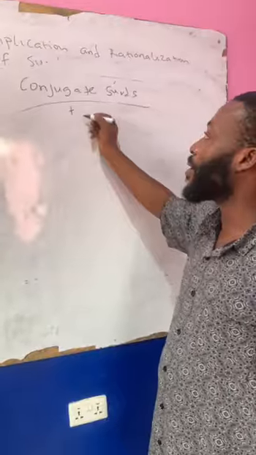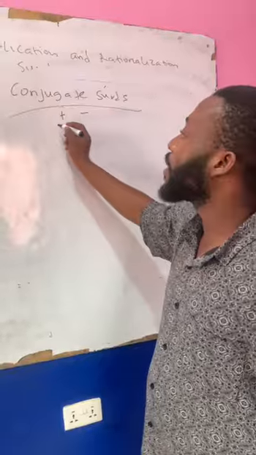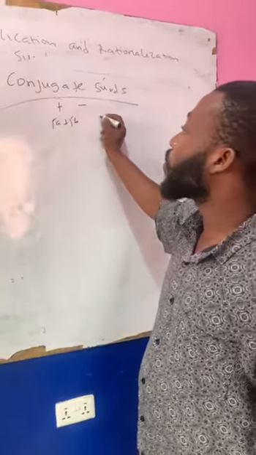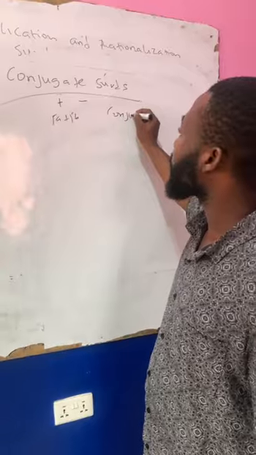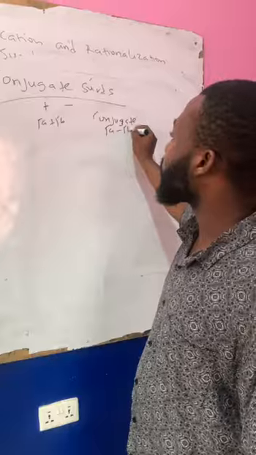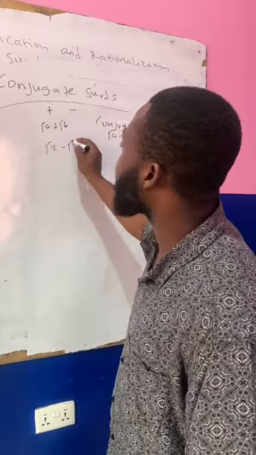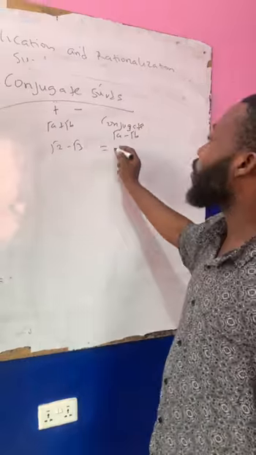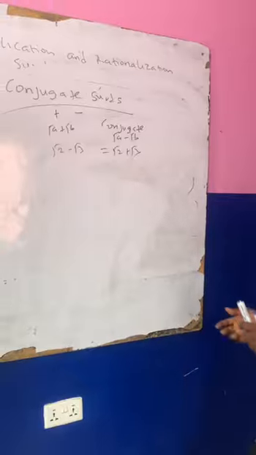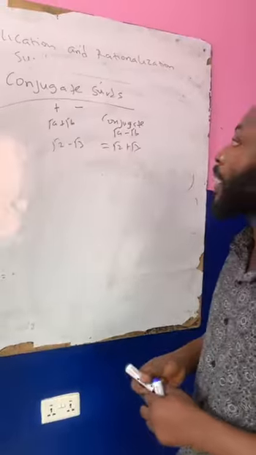So if I have a plus sign and I conjugate it, I'm going to get what? A minus sign. So if I have root A plus root B, the conjugate will be root A minus root B. If I have root 2 minus root 3, the conjugate here will be root 2 plus root 3. So to conjugate means to negate the sign, whether plus or minus.